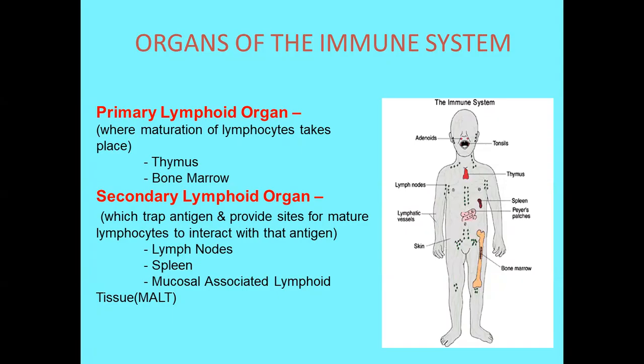The secondary lymphoid organ is the one which traps antigen and provides sites for maturation of lymphocytes, and they interact with the antigen. It includes lymph nodes, spleen, and mucosal associated lymphoid tissue, called MALT.